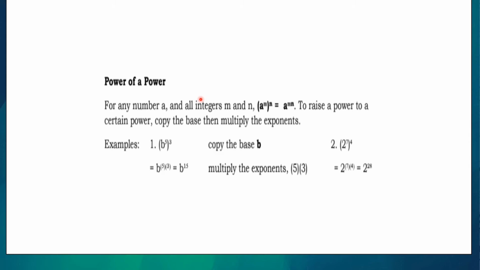Example: b to the power of 5, then to the power of 3, or cube. So 5 times 3 is equal to 15. Then example number 2 is 2 to the power of 7, all to the power of 4. So 7 times 4 equals 28. That's why the answer is 2 to the power of 28.